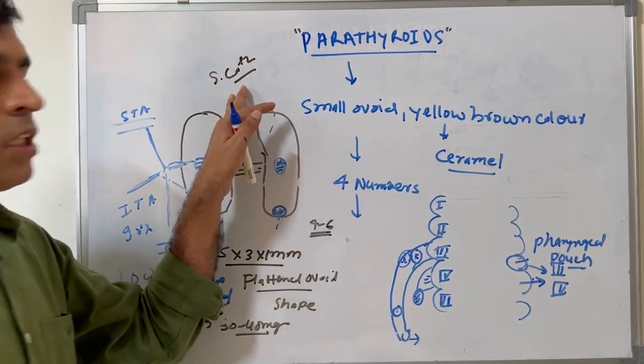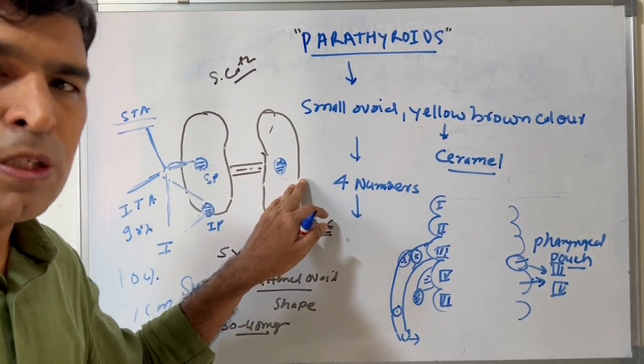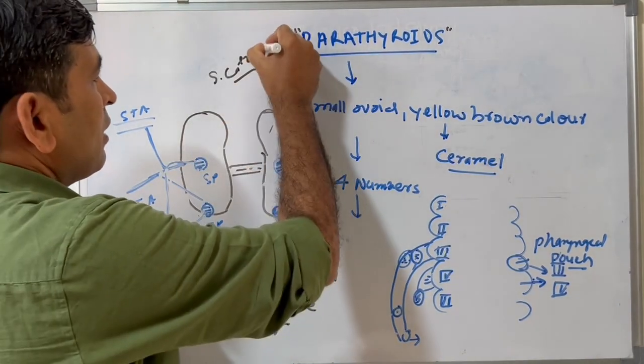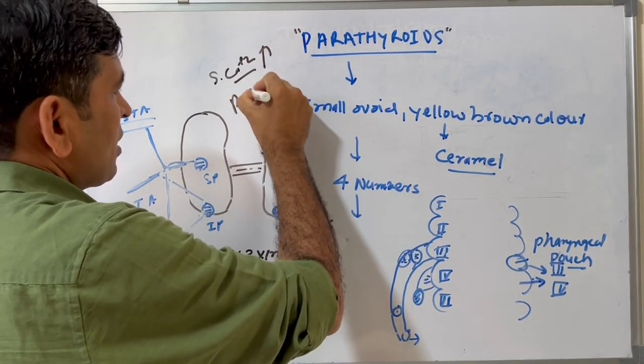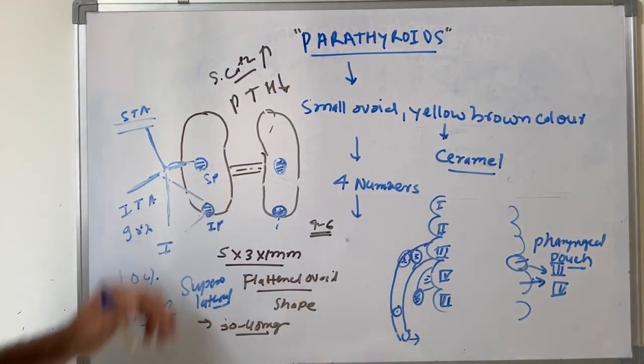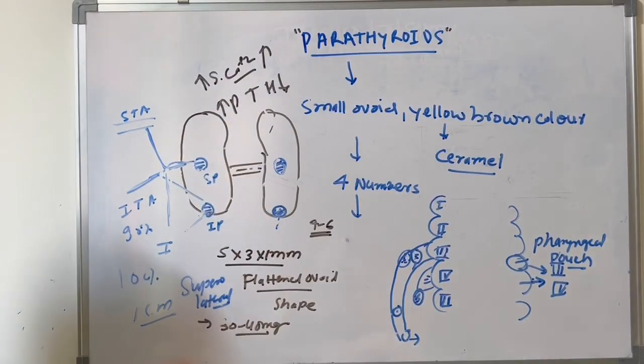They are under control of the serum calcium. So serum calcium regulates the PTH secretion from the chief cells or principal cells of the parathyroid. If calcium is increased, PTH level is decreased. If serum calcium is decreased, PTH secretion will be increased.